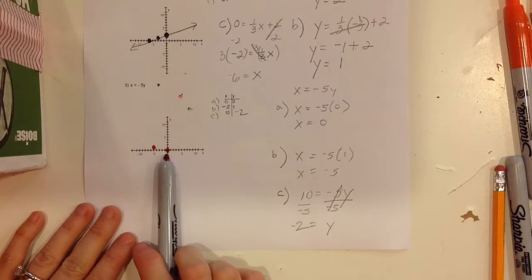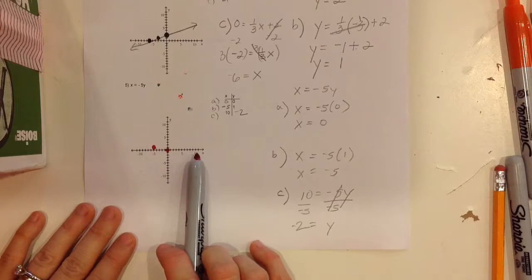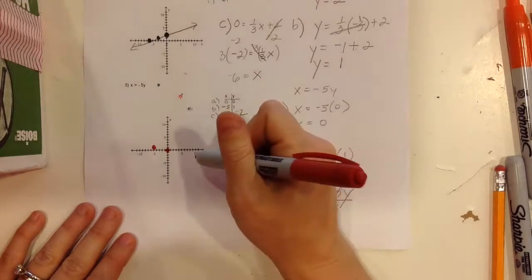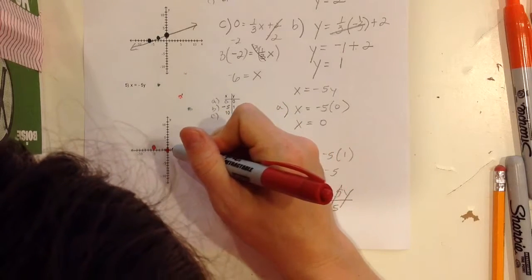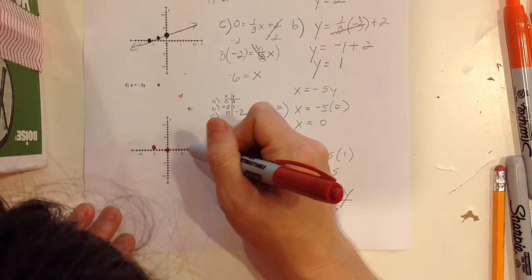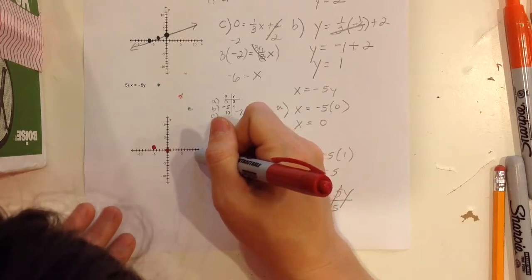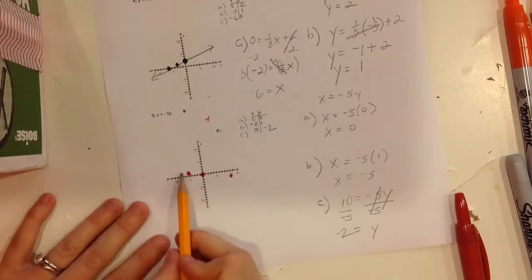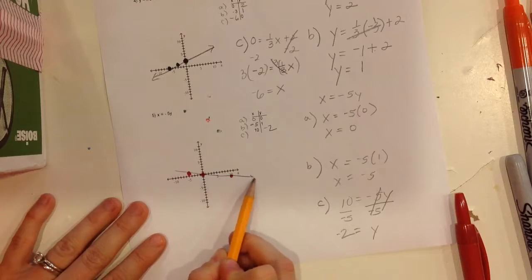For my third one, 10, negative 2, I'm going to go in the positive direction 10 units. So I'm going to the right 10, and then I'm going to go down 2. 1, 2, 3, 4, 5, 6, 7, 8, 9, 10, and then down 2 units. So this could be what it looks like for your graph or the connected dot one.